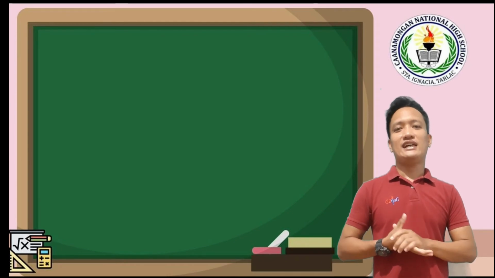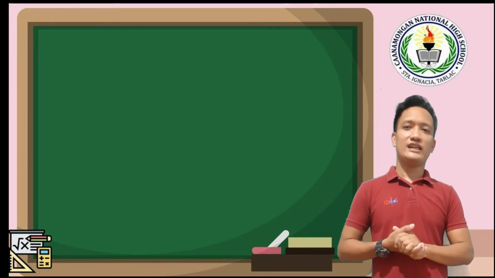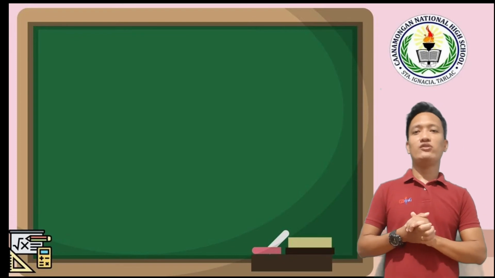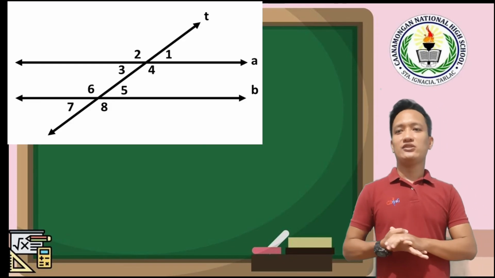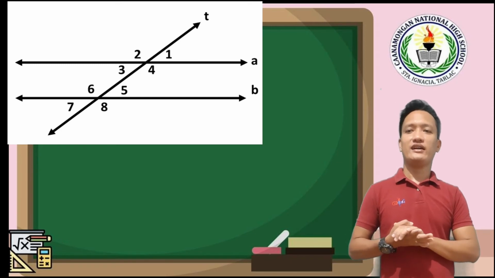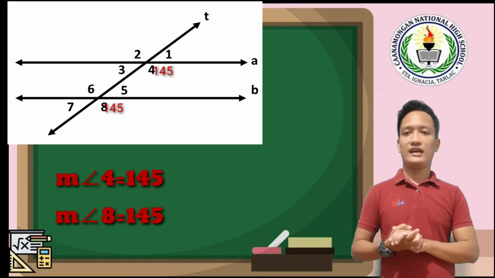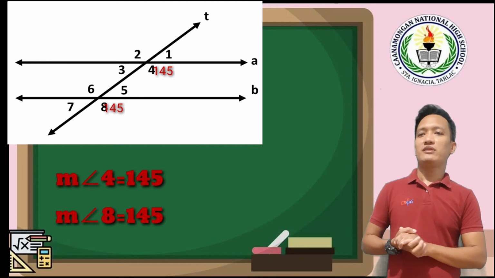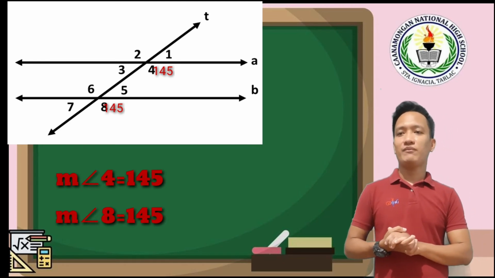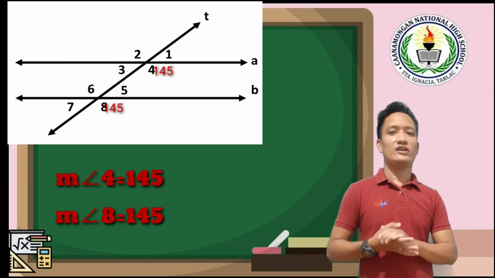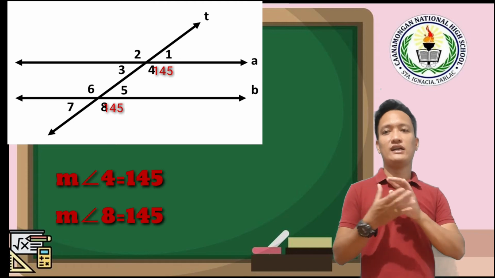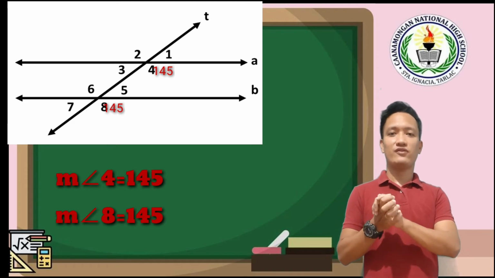And now, let us try to look or solve. O tingnan natin yung mga measurement naman ng ibang mga angles natin. So, ano nga bang alam natin? So, nasolve na natin yung measurement ng angle 4 and angle 8. So, 145 yon. So, mag-concentrate muna tayo. Tignan natin. Nagsimula tayo sa angle 1. So, anong relationship? Since we know angle 4, ano bang relationship ng 4 and 1?